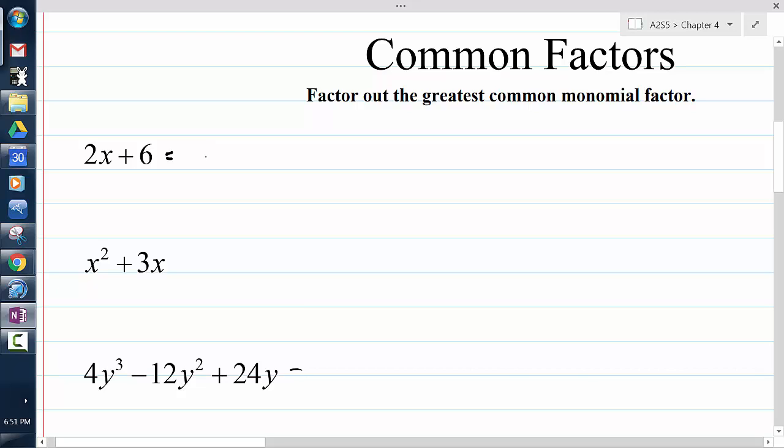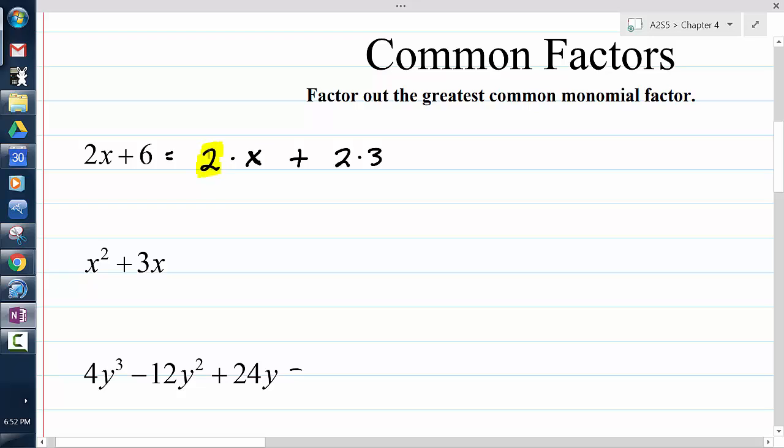So the 2x is 2 times x, right? And the 6 breaks down into 2 times 3. So we just broke down both terms of this binomial. We're trying to take a monomial out of that, right? So what I want you to notice is the terms that they have in common.